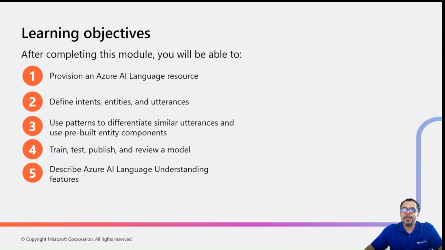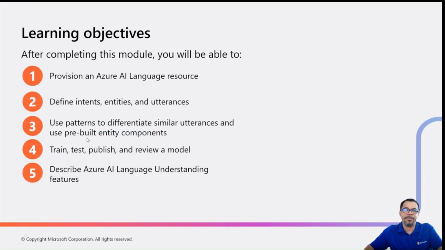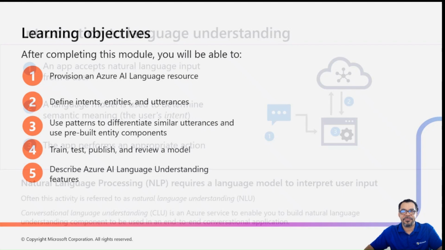In here, we're going to talk about provisioning an Azure AI language resource. We'll talk about what an intent is, an entity, and what an utterance is. We'll talk about the patterns that you're going to use to differentiate the different utterances, as well as some pre-built entity components, which we'll discuss in our demonstration. We'll talk about once you've set this up, how do you train it? How do you test it? How do you publish it? And then last but not least, how do you actually utilize it within your application? So that's what we're going to be looking at in this discussion.